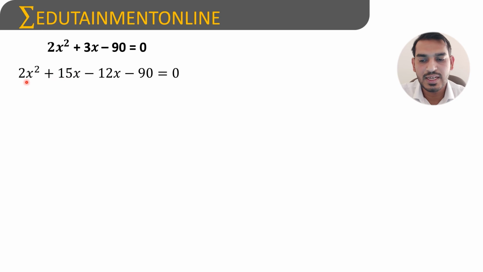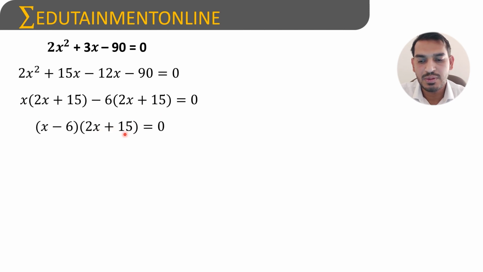Now in the first two terms we can take x common, and in the last two terms we can take minus 6 common. In the first two terms, taking x common, 2x remains and 15 remains. In the last two terms, taking minus 6 common, 6 times 2 is 12, so 2x remains, and 6 times 15 is 90, so 15 remains. So in these two terms we have 2x plus 15 common, so we can write 2x plus 15 into x minus 6 equals 0.